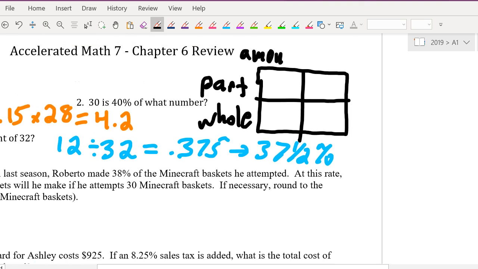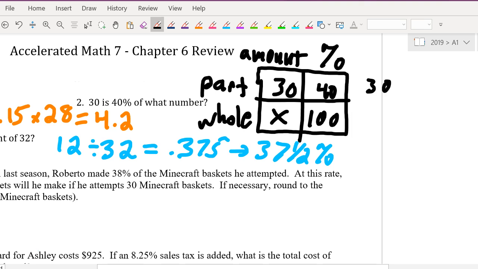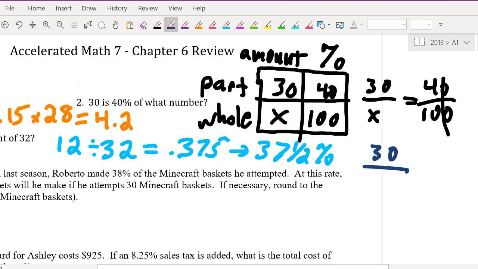So amount and percent. She says the part is 30, right? 100 is always here. 40 is the percent, and we're missing this. So you wrote a proportion. Now I would reduce that. What is 4? We take off the zeros, and we got 4/10, right? What's that? 2/5. So 30 over x equals 2/5. Now we can do the easy method. Times 15, times 15. What's 5 times 15? 75. So x equals 75.